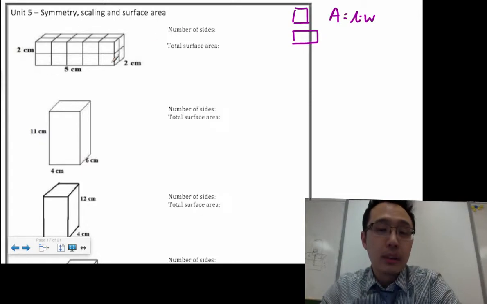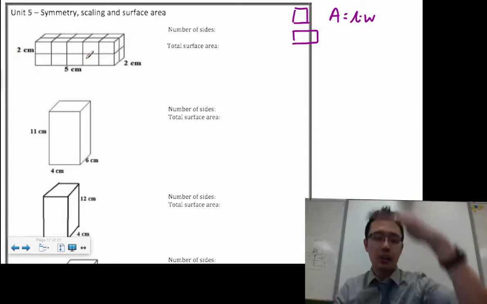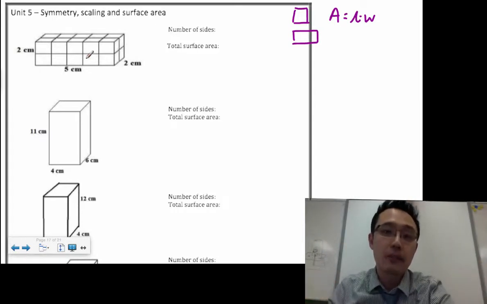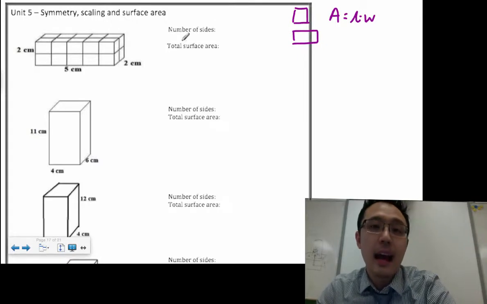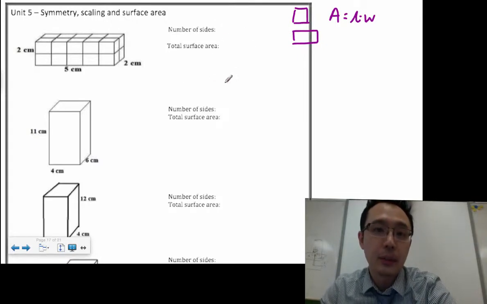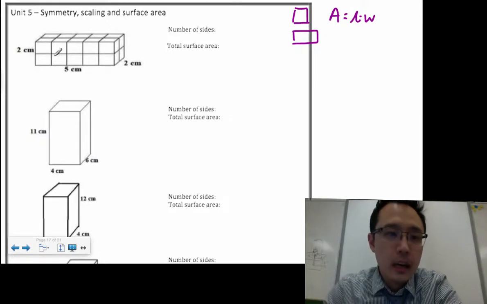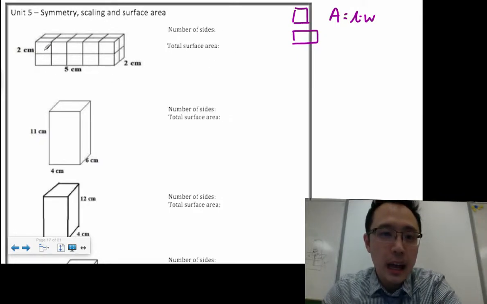And if you look at this one, this is a three-dimensional shape. There's a front side, a back side, a top, bottom, and the two sides. So you have to remember how many sides you have. It's a good idea to break it down and then add them up after, so that you're more organized with your notes. So let's go. This one has 6 sides.